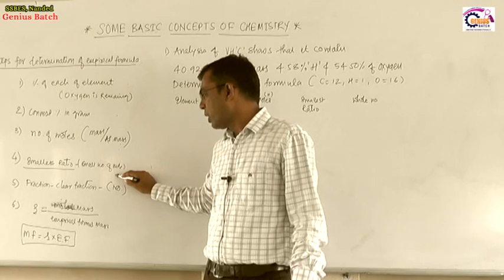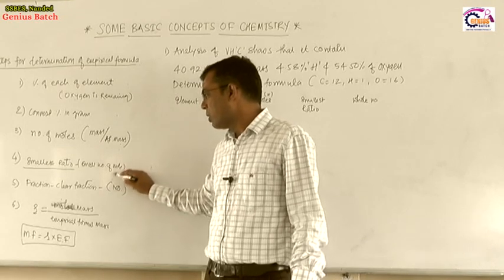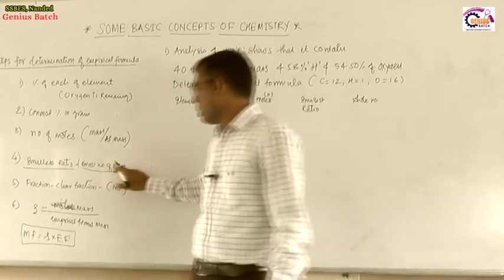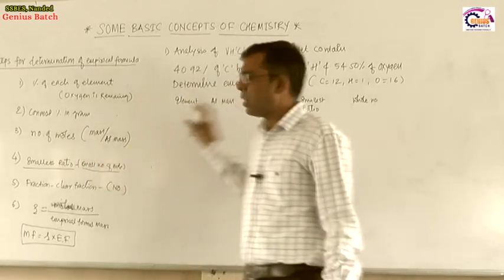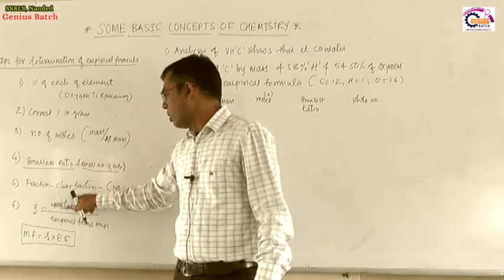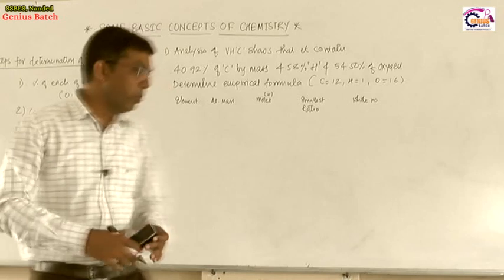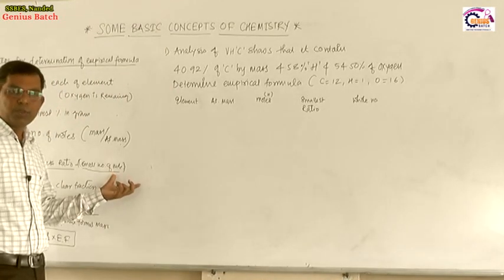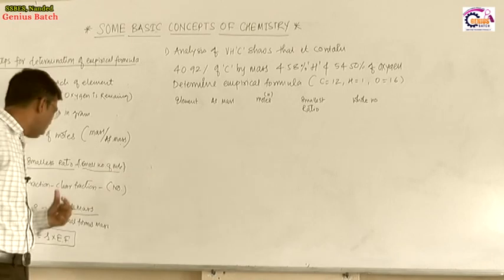Take the smallest ratio: take the smallest number of moles and divide every number of moles by it. We get the small number of moles. Then if the number of moles comes in fractions, clear the fractions.